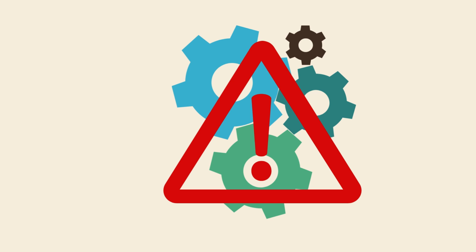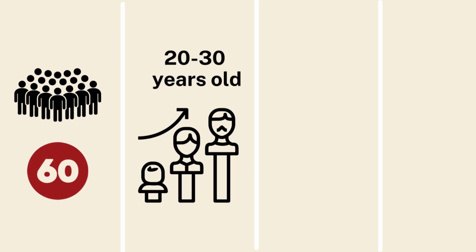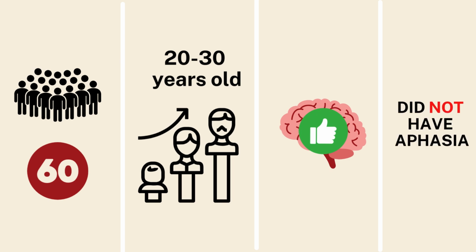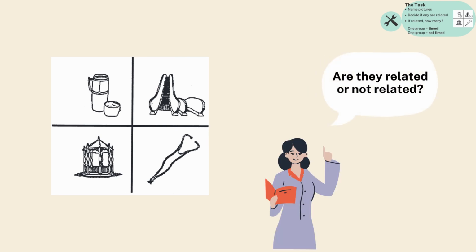So, what was the task? What did we do? There were 60 people in this study. They were 20 to 30 years old. They had no reported history of brain damage or language disorders. They did not have aphasia. Everyone named pictures in sets of 4, like in the pictures shown here, and made decisions on whether the pictures were related to each other or not.